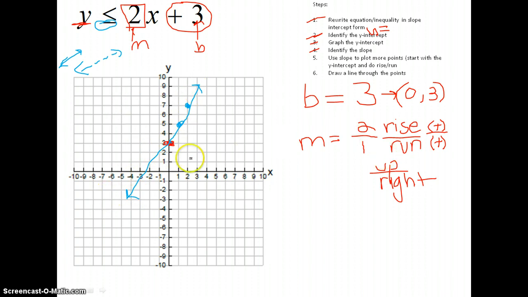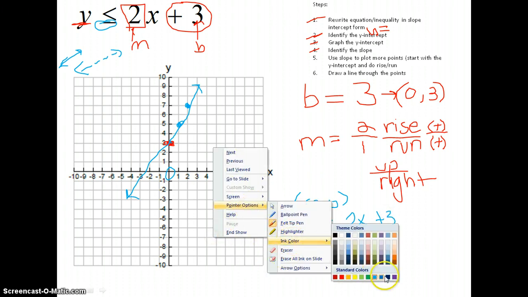Now, we have to test which point because we have to shade. So, if you look right here, (0, 0) was not on this line. So let's just use that point to test. So we're going to plug (0, 0) into y is less than or equal to 2x plus 3. So we're going to plug that in.